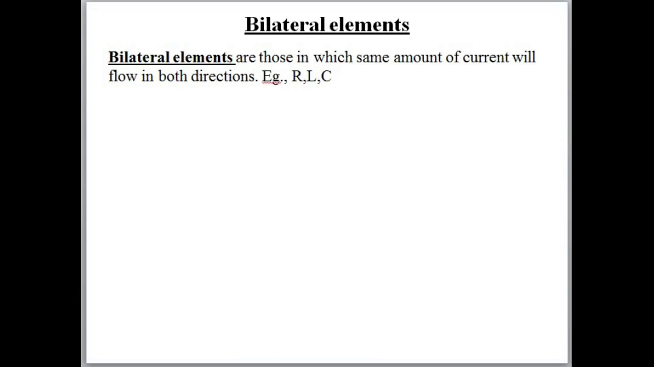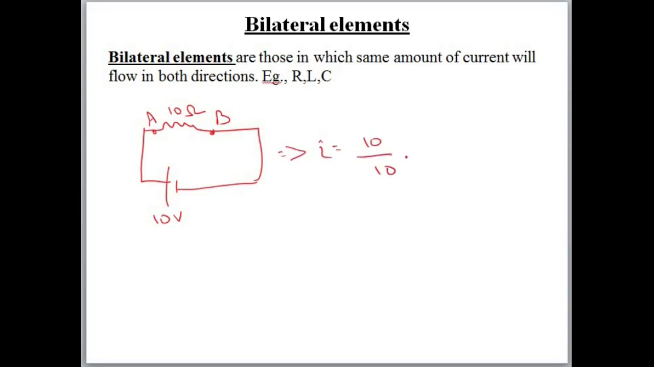Next is the bilateral element. Which are the bilateral elements? The definition is: those elements in which, if the voltage is reversed, the same amount of current will flow. Example: if I make a circuit, this is a resistance, this is A, this is B, the resistance is 10 ohm, and here it is 10 volt. What will be the current? I will be V by R, 10 by 10, which means 1 ampere.